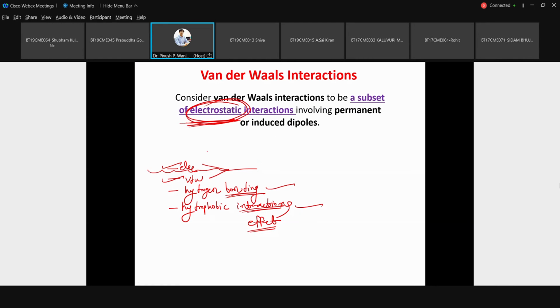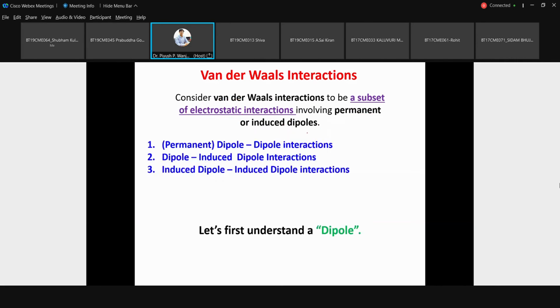So van der Waals interactions are a special case of electrostatic interaction, and they depend on something called permanent and induced dipoles. Instead of ions, we are talking about dipoles. And dipoles fall into two categories, permanent and induced. Based on that, the van der Waals interaction can be divided into three parts. One is the permanent dipole-dipole interaction, another is the dipole induced dipole interaction, and the third is the induced dipole interaction. I guess most of you should be aware of these terms.